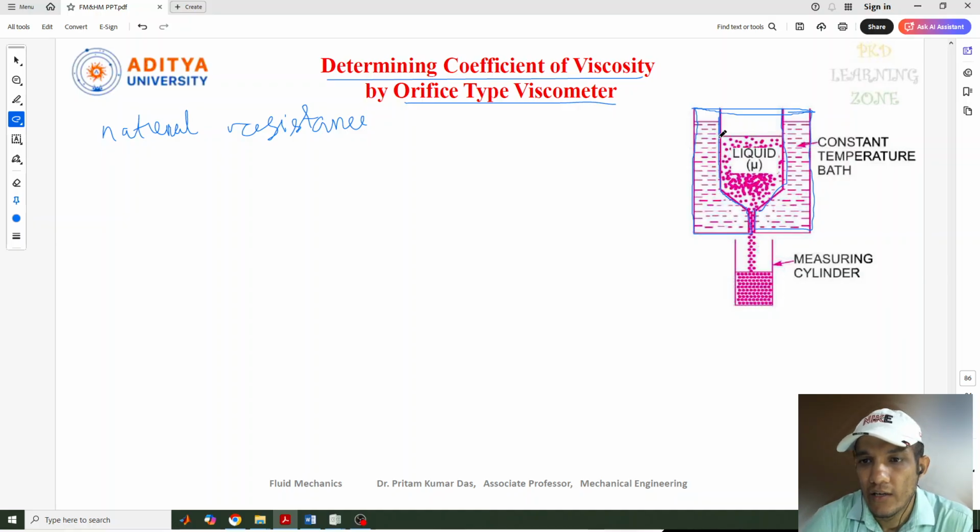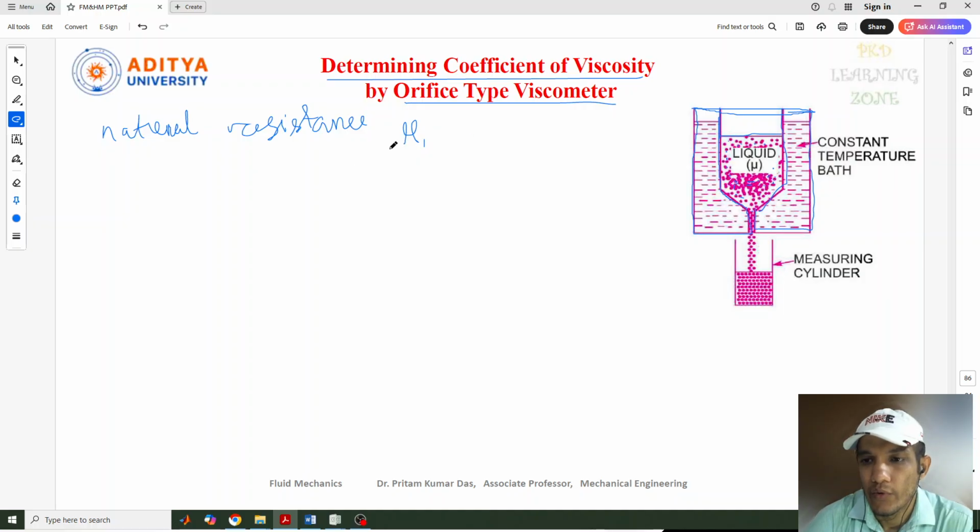And this is the container. In this container, the liquid is present whose viscosity needs to be measured. You can consider any kind of liquid here. You can consider water, oil, petrol, diesel, or some nanofluids. You can consider any kind of fluid whose viscosity you want to measure. So basically, we are going to determine the coefficient of viscosity.